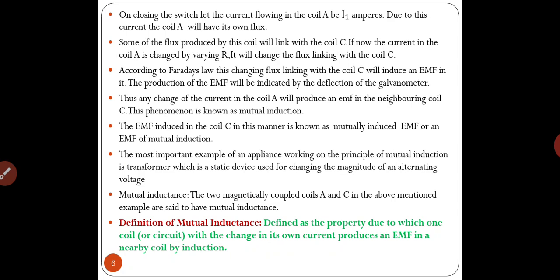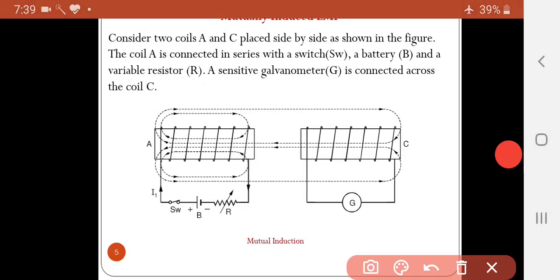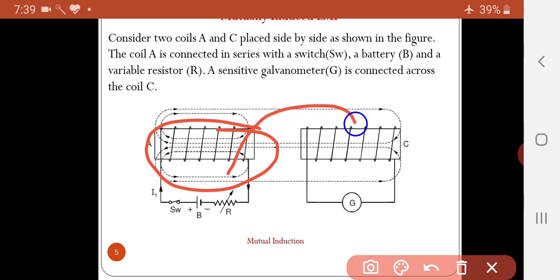If now the current in the coil A is changed by varying R, it will change the flux linking with the coil C. So here in this case, in the coil A, we have the magnetic flux produced. The same flux is linking with the coil C. So because of that, what happens? We have the linking between the fluxes of coil A and coil C.